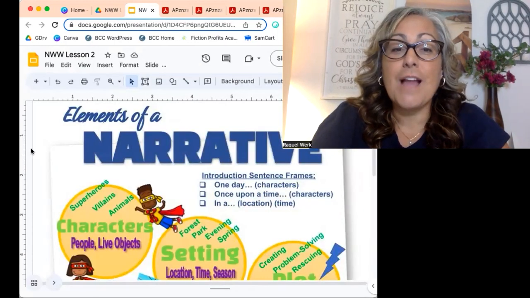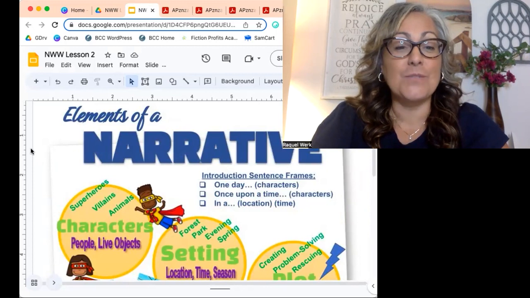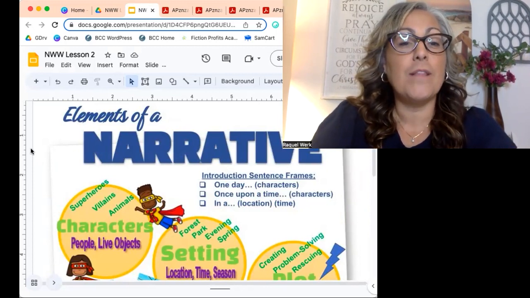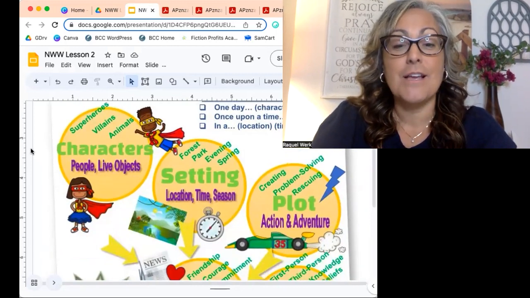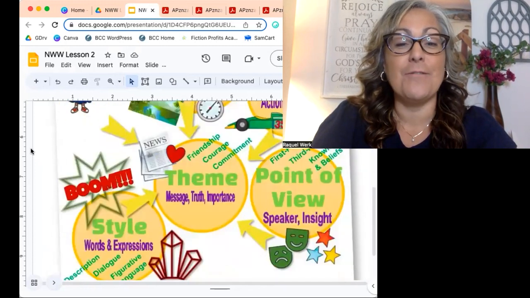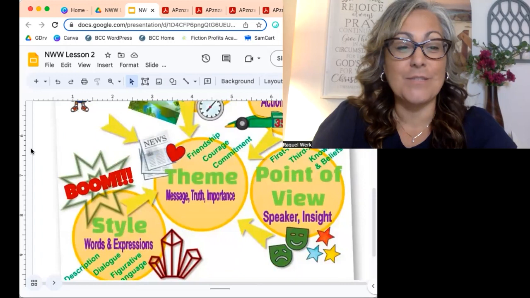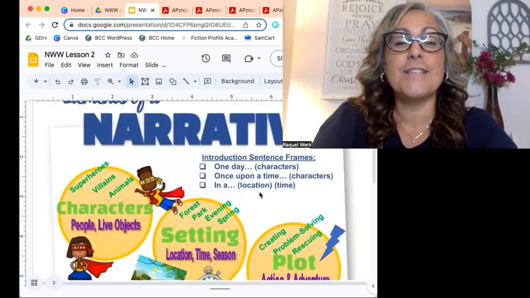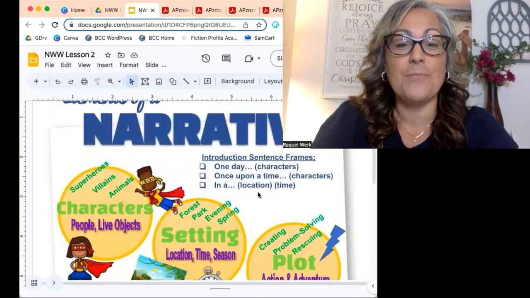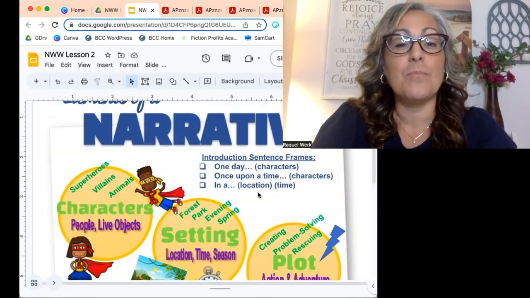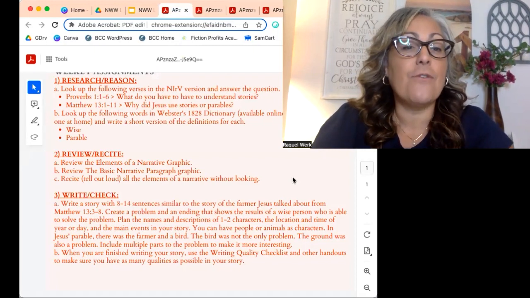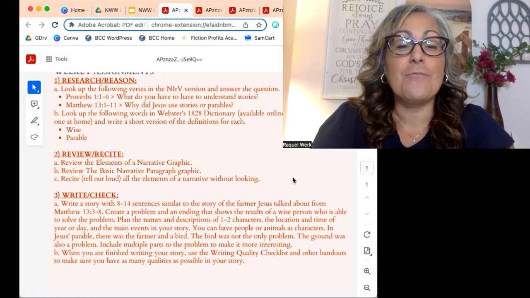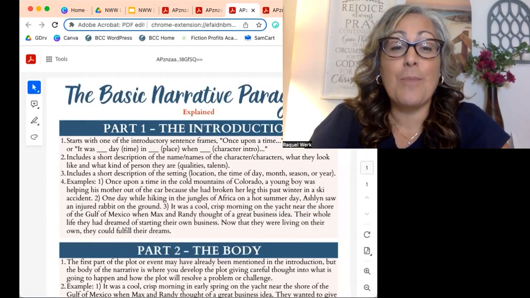Then you're going to review the elements of a narrative graphic like we did last week. And you want to remind yourself what the elements of a narrative are. A narrative should have character, setting, plot, point of view, theme, and style. And if you forgot what those are, you can check back on lesson 1. And don't forget the introduction sentence frames when writing your story. You can start with one day, once upon a time, or in a blank, and you talk about your location and time. Then after you review the elements of a narrative graphic, you're going to review the basic narrative paragraph graphic. And that's what I'm going to talk about next.